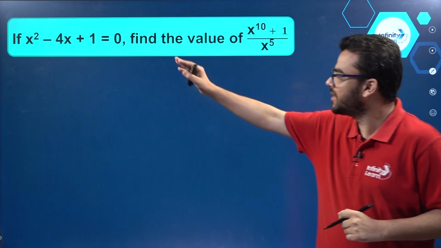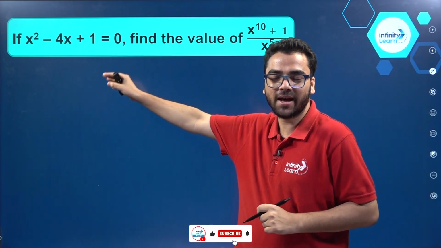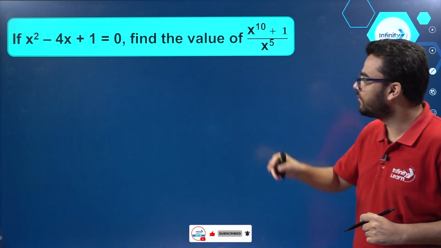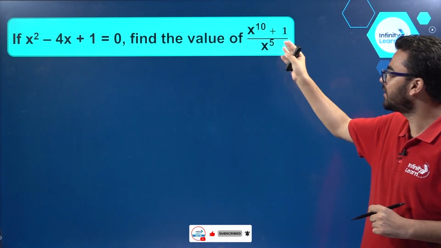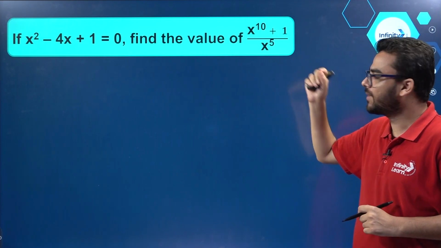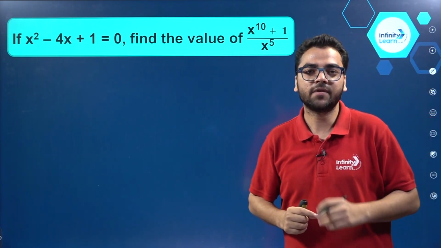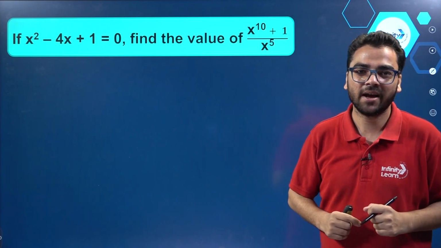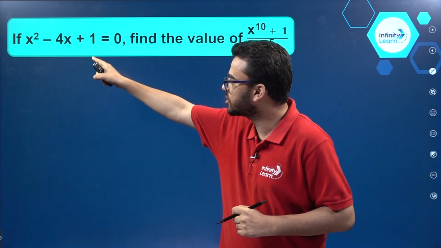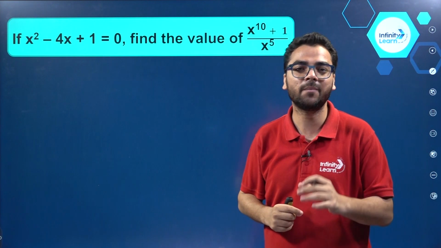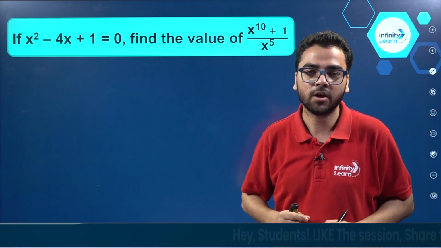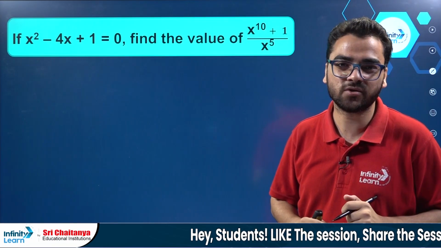So suppose you have been given this quadratic equation x square minus 4x plus 1 is equal to 0, and we have to find the value of x raised to the power 10 plus 1 divided by x raised to the power 5. If you try to find the value of this expression by solving this quadratic equation and finding the value of x, it will become very complex. You might get the answer, but it will waste your time. So let's see how we can do this actually.